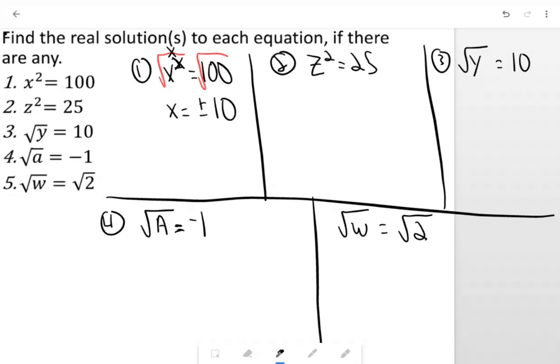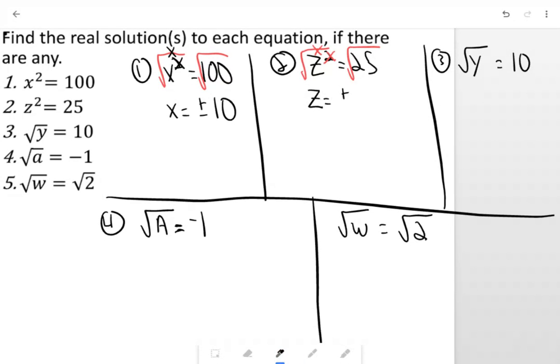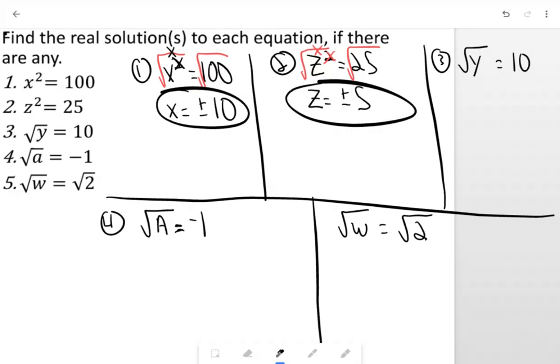Similarly, number 2 will also have 2 solutions, right? Because I have z squared equals 25. I will take the square root of both sides to cancel that out, and I'll get z equals +5 or -5. So number 1 and number 2 have 2 solutions.